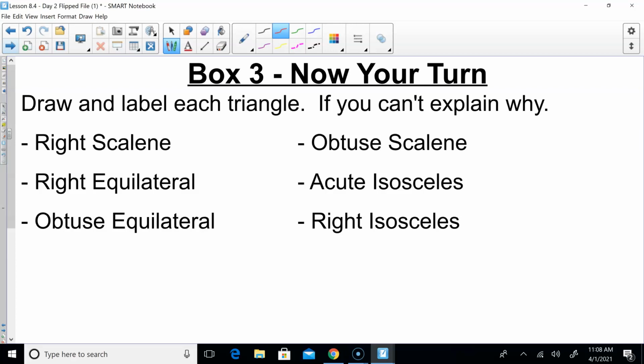I'm curious to see what you come up with, and can you draw them all and label them, or are some of them you just can't draw? And I would like you to think about why you might not be able to draw them. Good luck. Looking forward to seeing this section.